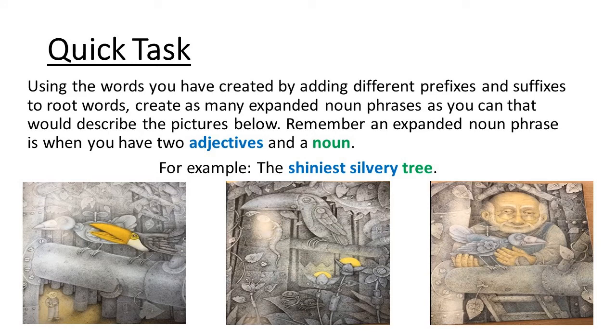Time for your next quick task. Using the words you have created by adding different prefixes and suffixes to root words, create as many expanded noun phrases as you can that would describe the pictures below. Remember, an expanded noun phrase is when you have two adjectives and a noun. For example, the shiniest silvery tree.